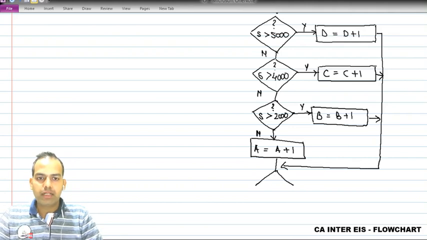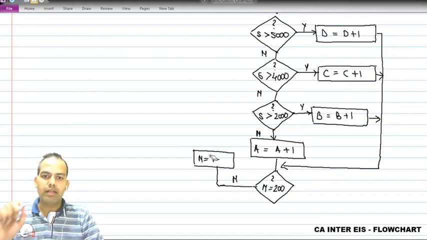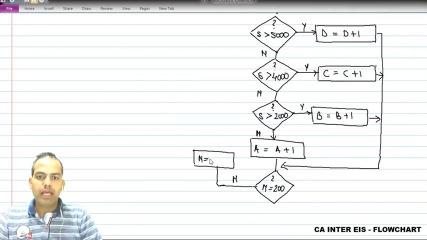Then I have to create another box by asking a question: have I done 200 times? If the answer is no, then I have to change the value of n, otherwise n will remain the same. N should be increased by at least 1. So let me have n plus 1.